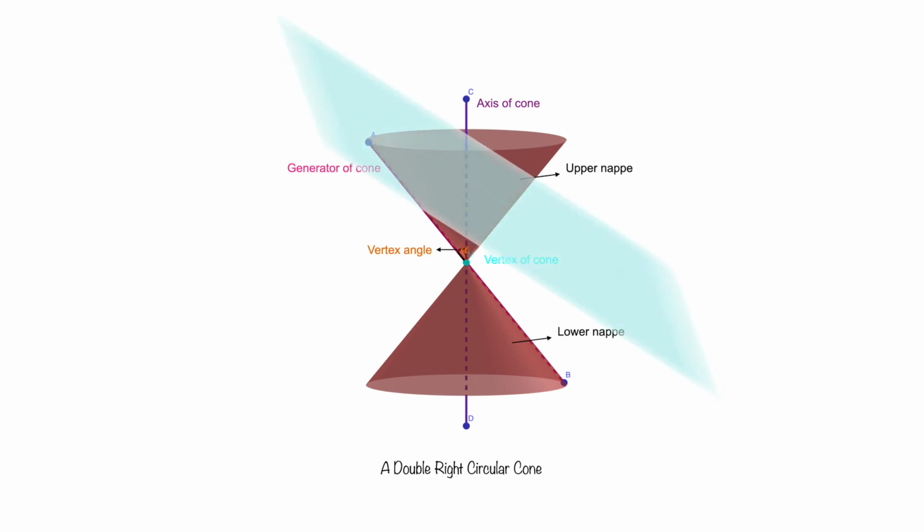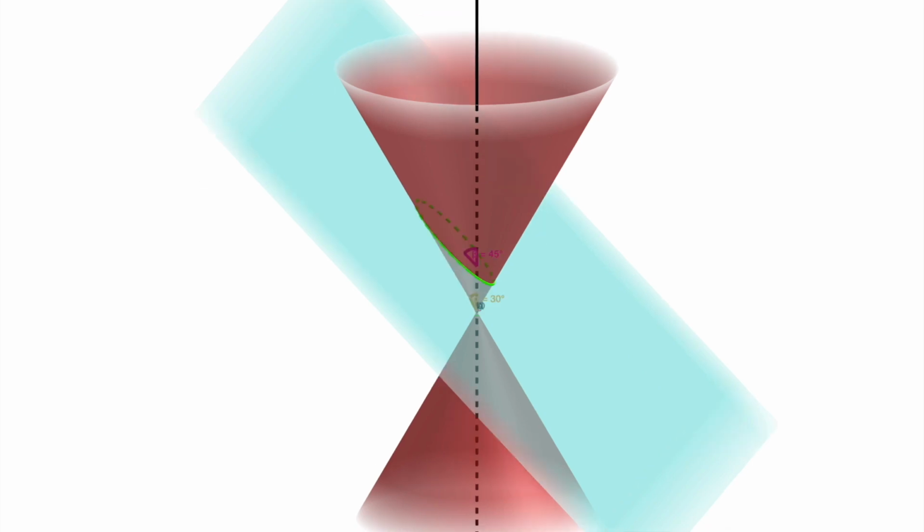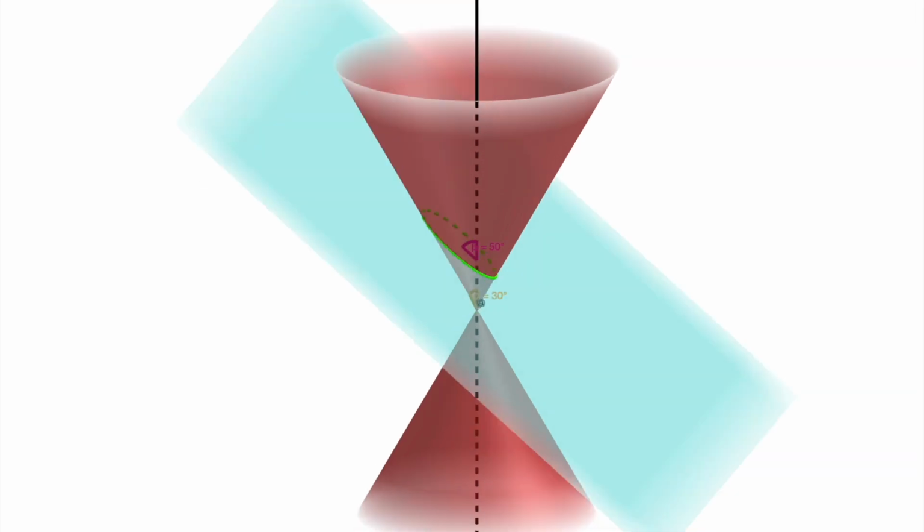If we cut this double right circular cone with a plane that makes angle beta with the axis of the cone, then the intersection is going to be a two-dimensional curve. This intersection of the plane with the cone takes place either at the vertex of the cone or any other part of the nap. In the following context, alpha denotes the vertex angle, and beta denotes the angle that the cutting plane makes with the axis of the cone. Here I am considering a double right circular cone with vertex angle alpha equal to 30 degrees.